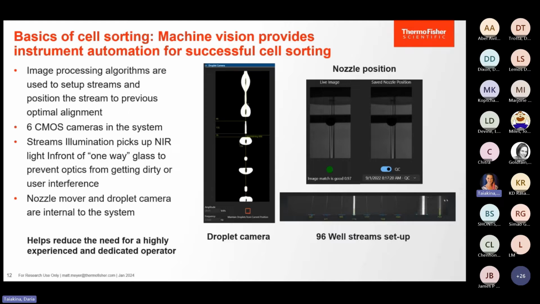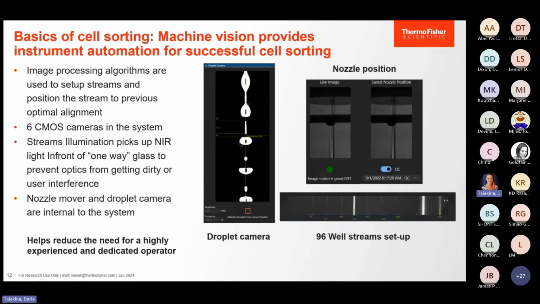And so machine vision is one of the biggest strengths of Bigfoot in allowing a successful sort, because it automates many of these processes for you, whether it's setting up the drops itself and looking for the best point to maintain. And so you don't have to worry about, say, satellite length to gap ratios. All of that is done for you just by clicking the maintain button. Things like alignment of the nozzle, that is all done for you.